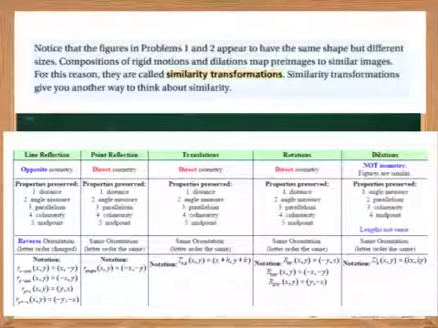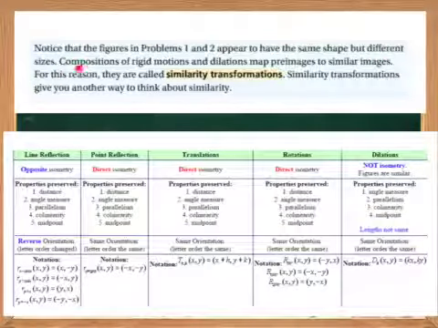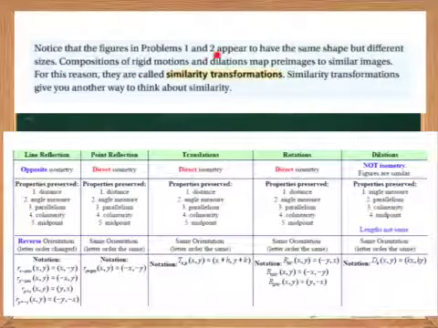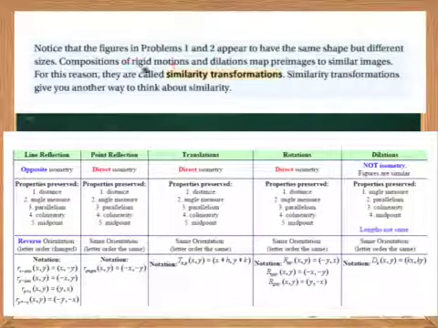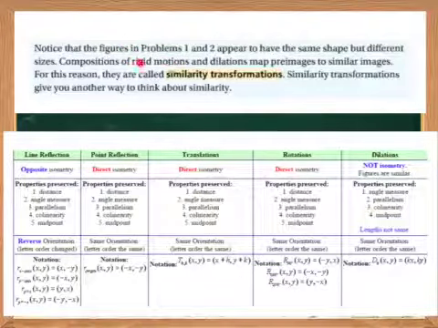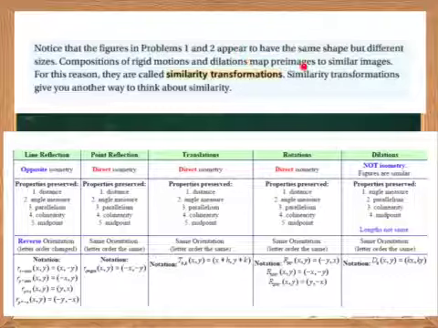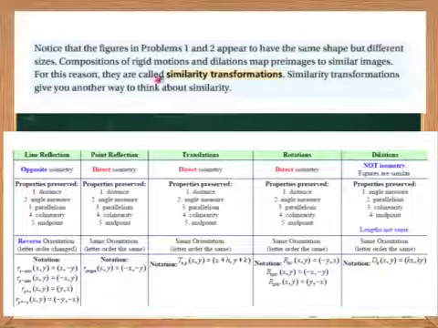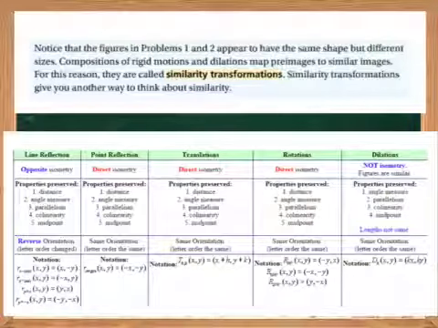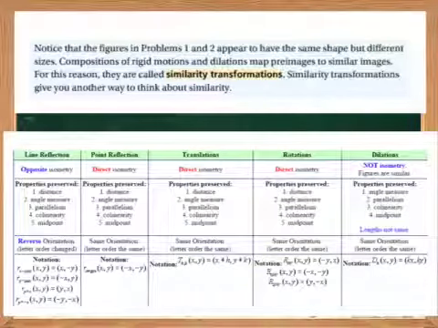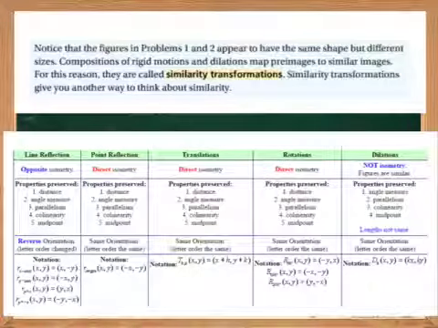So notice that the figures in problems 1 and 2 appear to have the same shape but different sizes. Compositions of rigid motions and dilations map pre-images to similar images. So when it was just rigid motions, they map pre-images to images that are congruent. But when you add a dilation in, it makes them similar. So for this reason, they're called similarity transformations. They give you another way to think about similarity. So we've talked about in the past how a dilation of an object creates two similar objects. It's the same idea here.